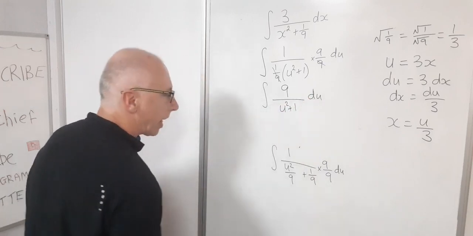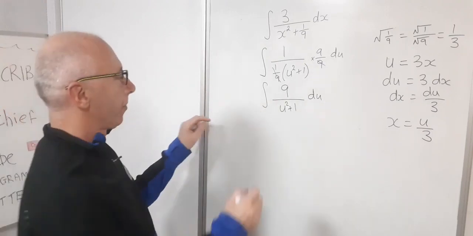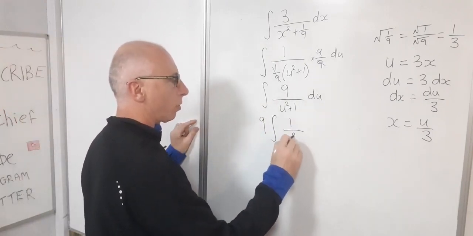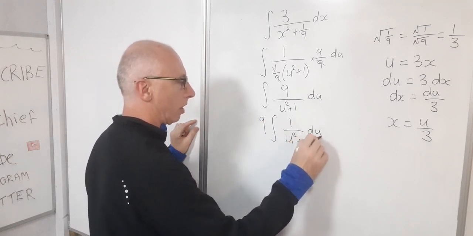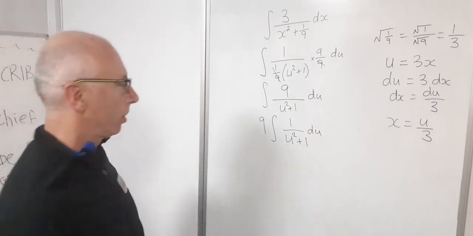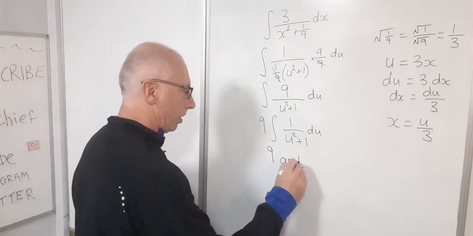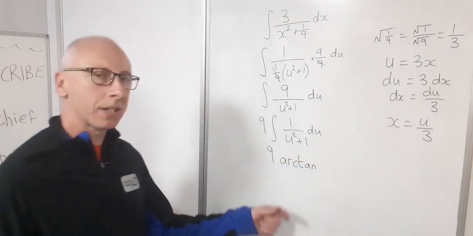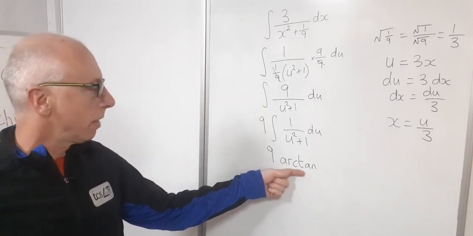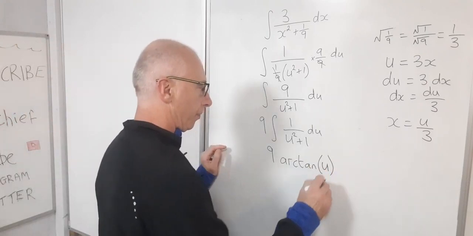So take this off here now. Bring the 9 out the front. So now I've got 9 times 1 over u squared plus 1 du. Now integrating this, that's just straightforward inverse tangent. So 9, I'm going to write this now as arctan. A lot of people keep asking me to write arctangent rather than inverse tangent, so they like to see that. So there we go, there's an example. 9 arctangent and then u.